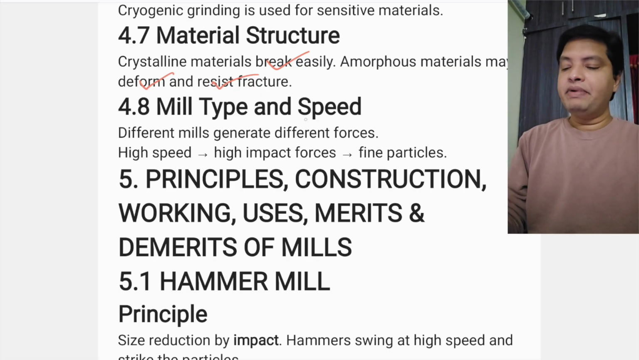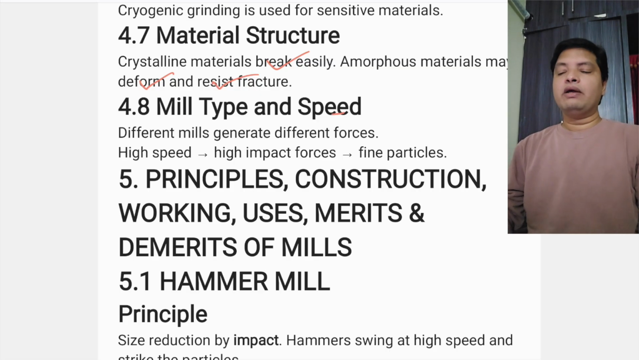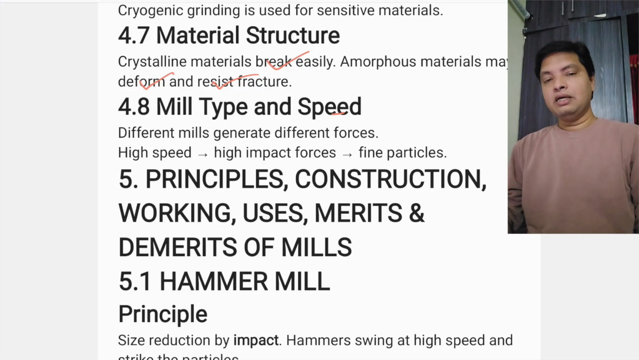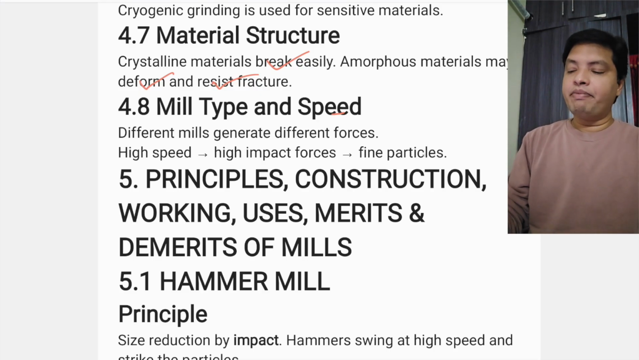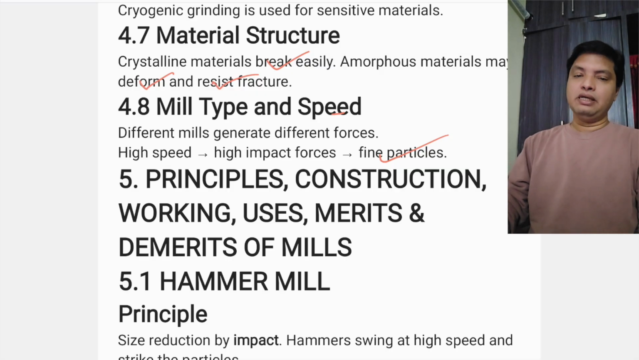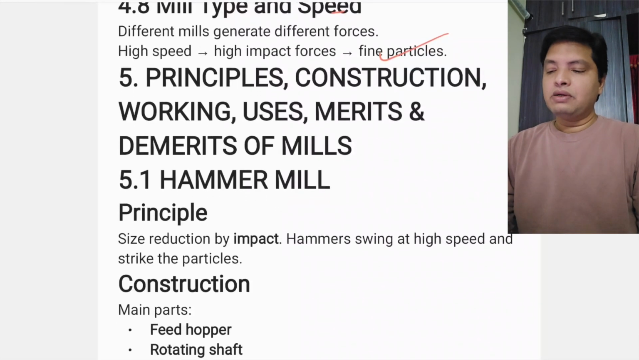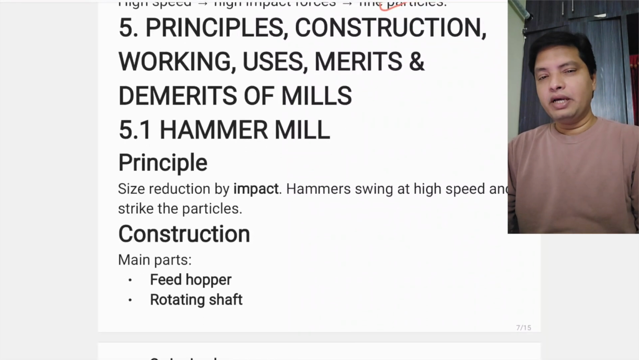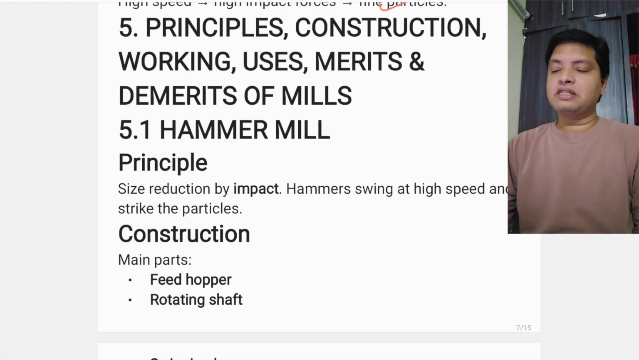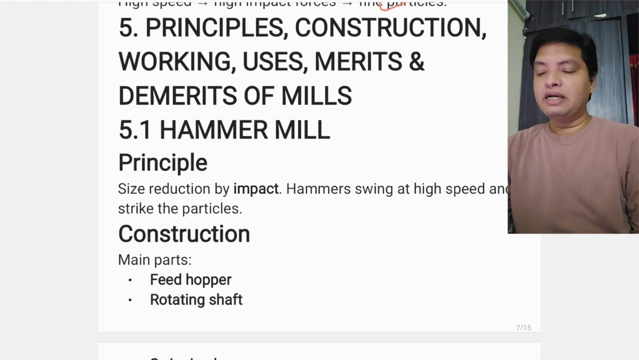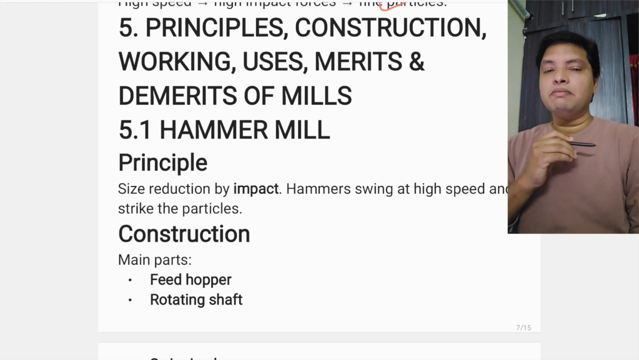Next is your mill type and speed. What are the types of mills you are using? That is also very important, mill types and also speed. High speed gives high impact forces, and fine particles will be generated. So a high energy mill or fluid energy mill will be considered to get small particles. Next we'll see the principle, construction, working, and merits and demerits of each mill.